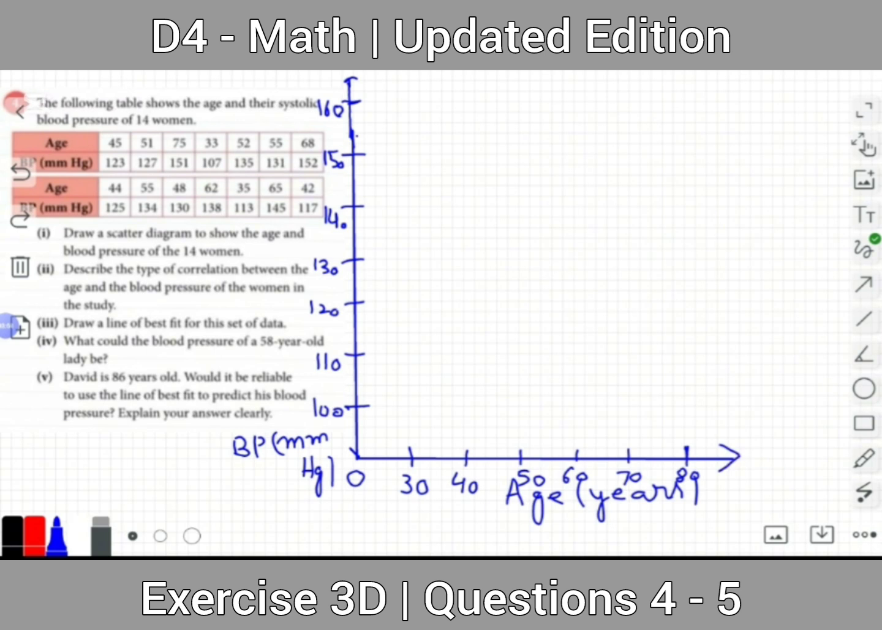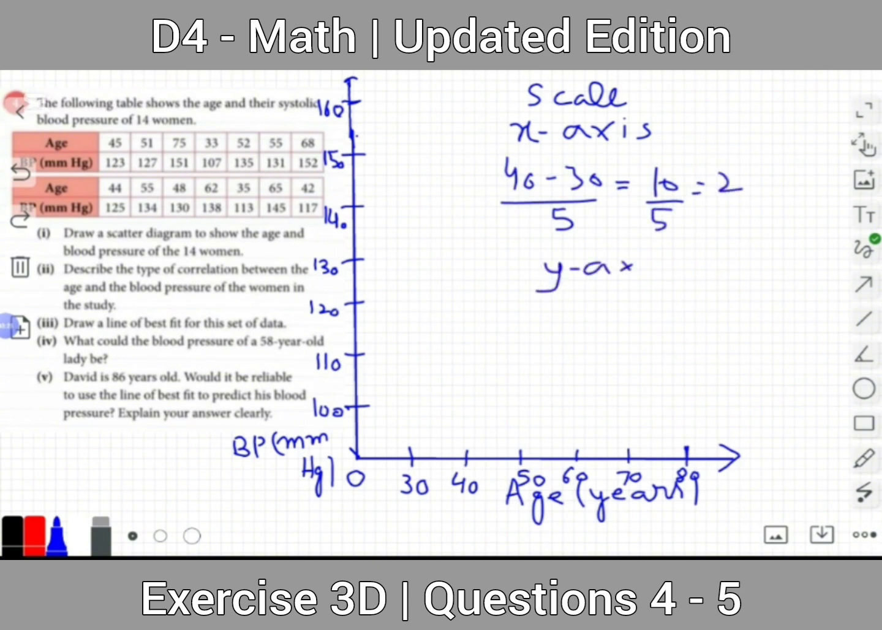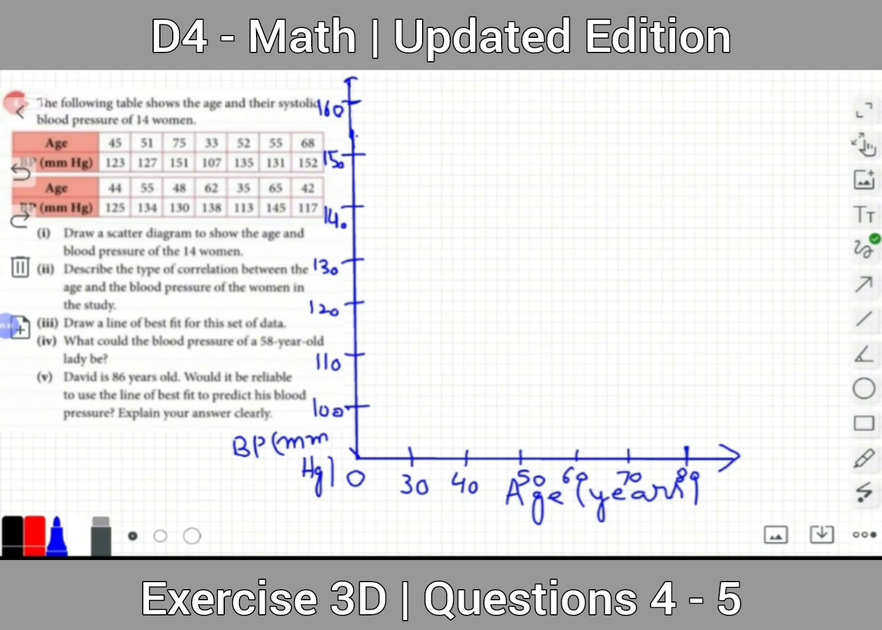Now for 45 we have the BP 123, but first we have to understand the scale along the x-axis and y-axis. Along the x-axis we have 40 minus 30 divided by 5, which equals 10 over 5, and that gives us 2. Along the y-axis we have 110 minus 100 divided by 5, which gives us 10 over 5, which equals 2. So each square unit along the x-axis and y-axis is equal to 2. Now we will draw the scatter plot.